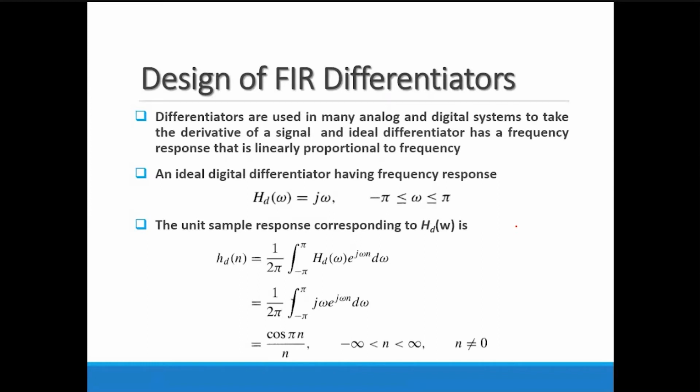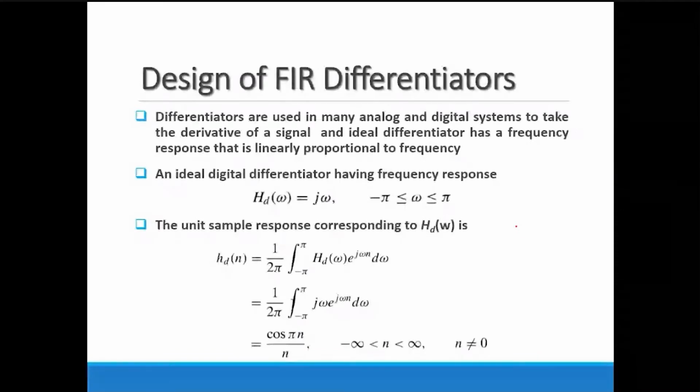An ideal differentiator has a frequency response given by Hd(omega) equal to j omega, where omega is between minus pi and pi. When we apply the inverse Fourier transform to find the unit sample response for Hd(omega), it is given as hd(n) equal to 1 upon 2 pi, integration from minus pi to pi of Hd(omega) into e raised to j omega n.